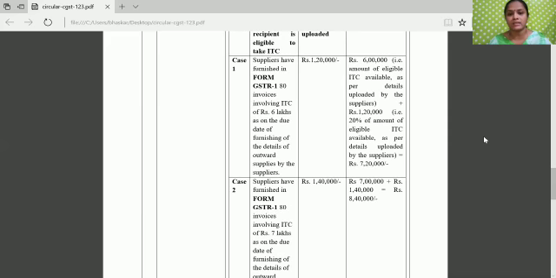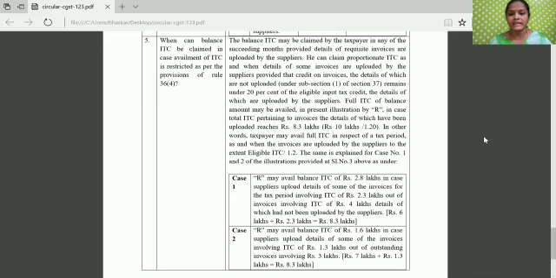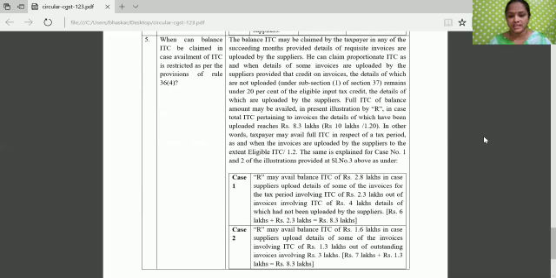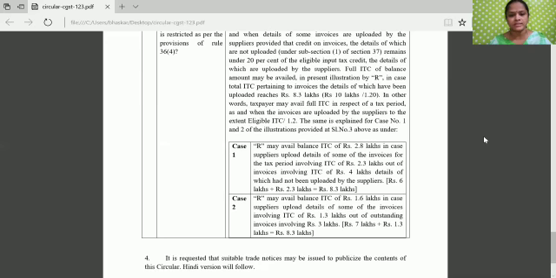That is, in case 1, out of 10 lakhs, the taxpayer has availed only 7 lakhs 20,000 ITC. The remaining 2.8 lakhs, how can the taxpayer avail? No need to frighten in this case. No need to be afraid. The ITC will not go anywhere. The taxpayer can avail the balance ITC of 2.8 lakhs in case the supplier uploads the details of some of the invoices in the succeeding months. In the next month, he can avail the balance ITC.